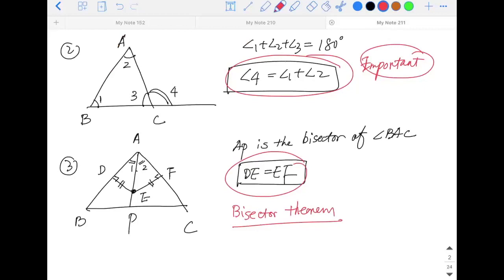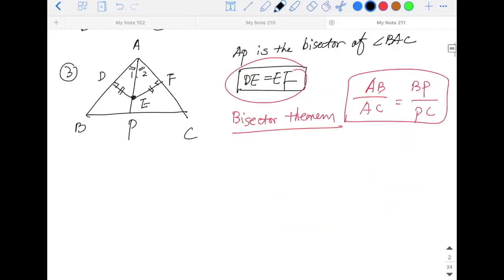We'll talk about this bisector theorem in a bit, okay? But here, for completeness, I'm going to give you this: AB over AC equals BP over PC. This is the famous bisector theorem, and this is actually number 1 tested in all the North American math competitions. Later, we're going to give you a more detailed explanation of how we're going to use such a formula. Okay, let's go to number 4.